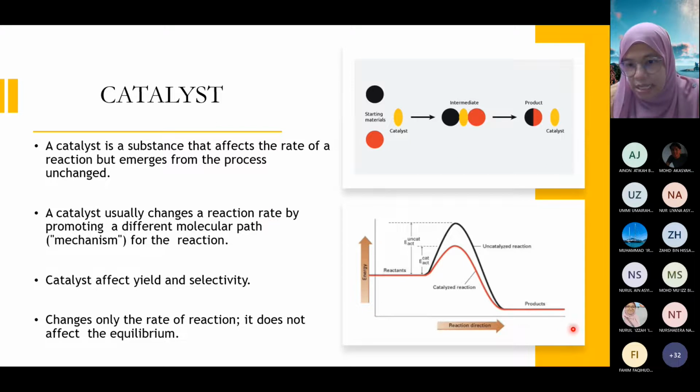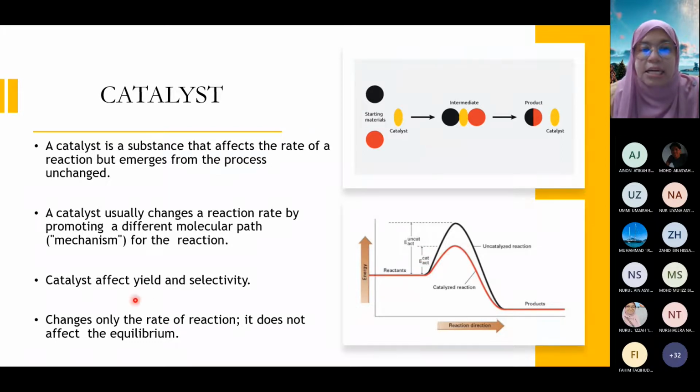So if you look at this figure, when the reaction involves a catalyst, the red line, the activation energy required for the reaction to occur will reduce compared to without catalyst. For the reaction without catalyst, the black line, the activation energy required is higher compared to the reaction with a catalyst.